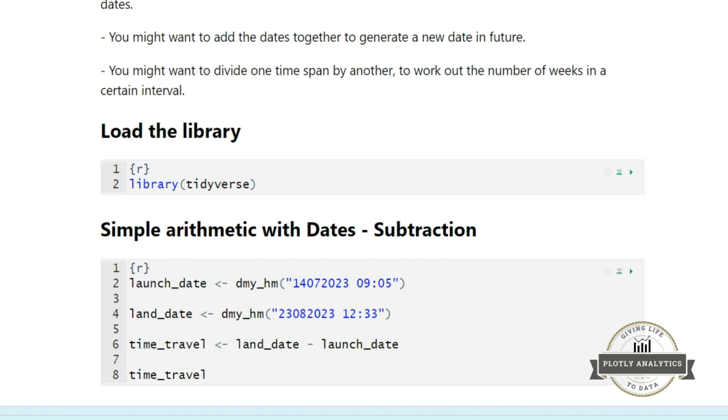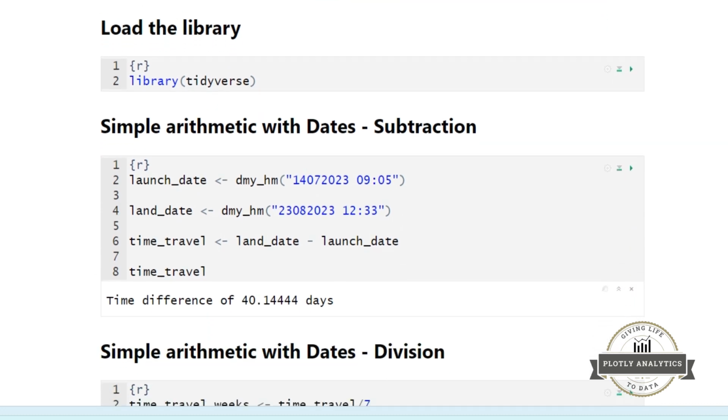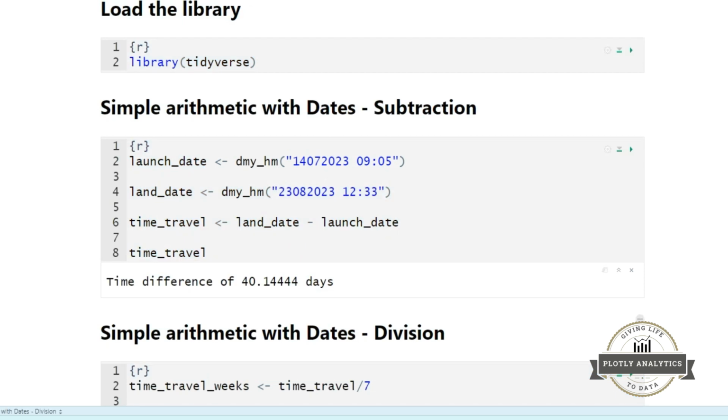Okay, so we will create a launch date using the parsing function dmy_hm, 14/07/2023, the 14th of July, and we will create a land date again using the dmy_hm parsing function on 23/08/2023, that is 23rd of August 2023. So these two date objects we will subtract and store in time travel, and this time travel object will give us the time difference of 40 days. That means it took the spacecraft 40 days from the date of launch to reach the moon.